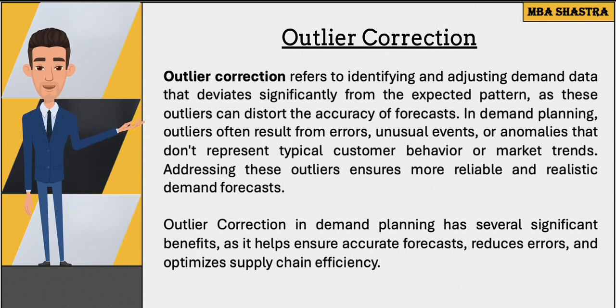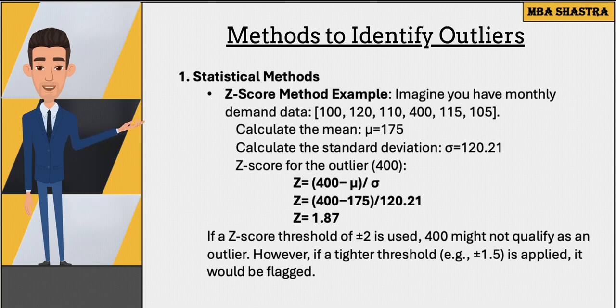Outlier correction in demand planning has several significant benefits, as it helps ensure accurate forecasts, reduces errors, and optimizes supply chain efficiency. Methods to identify outliers.